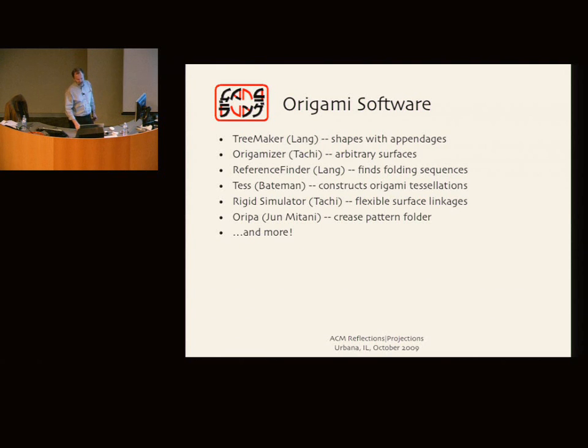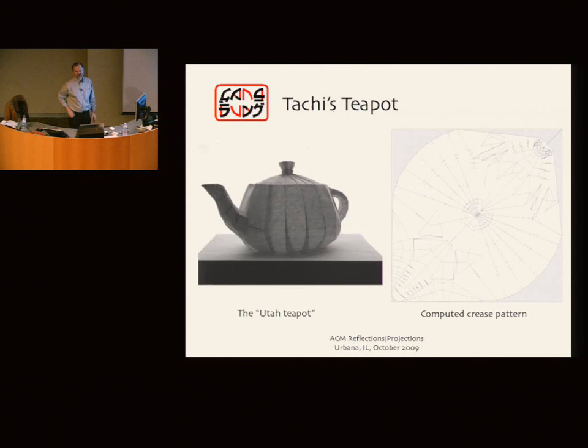And so, as one example, here's what his program does to the Utah teapot. Over there, that's the crease pattern. It's a little faint, but it's a very dense network of creases. And if you fold it, this is what you get. That's not a rendering. That's the physical folded paper object, according to that crease pattern.